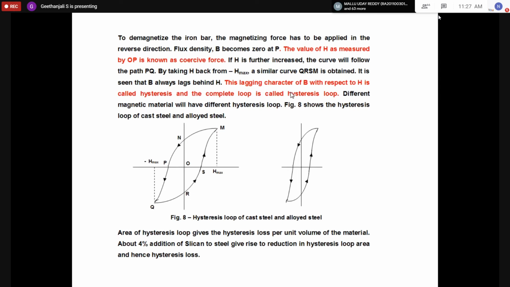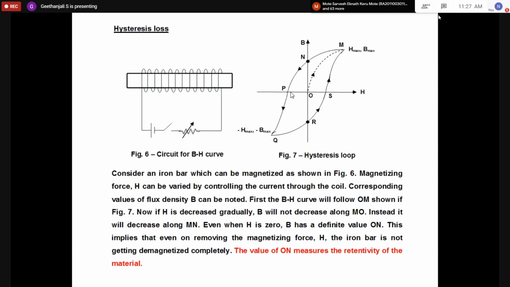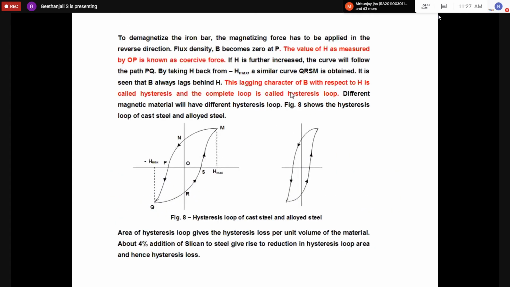So if the hysteresis loop area is more, the hysteresis loss will be more. If it is less, the hysteresis loss will be less. The area of the hysteresis loop gives the hysteresis loss per unit volume of the material. About 4% addition of silicon to steel gives rise to a reduction in hysteresis loop area and hence hysteresis loss.